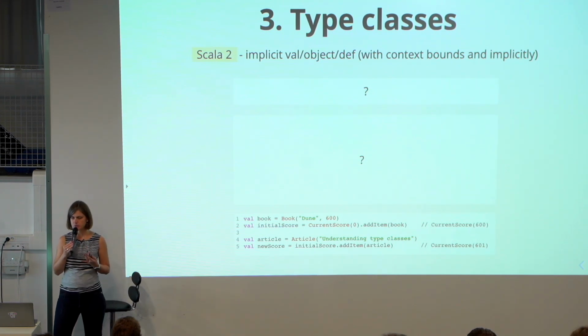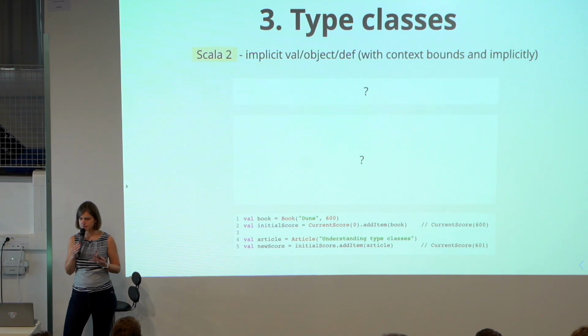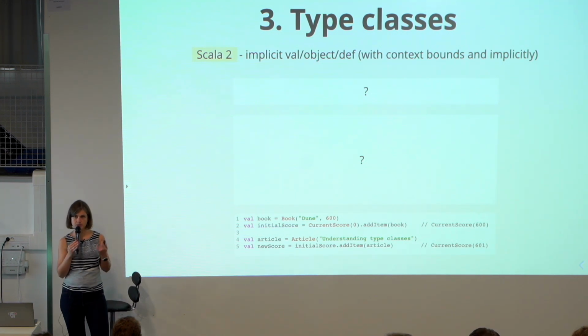So let's imagine we want to add a scoring mechanism so that we would have a code like below, where let's say we have Dune, the book read, and then the current score, if we add this book, is 600. But then we can have an article type, a new article type, and if we add it, then it increases our score with a 1. So every article is counted as a 1. So how can we achieve the code like below?